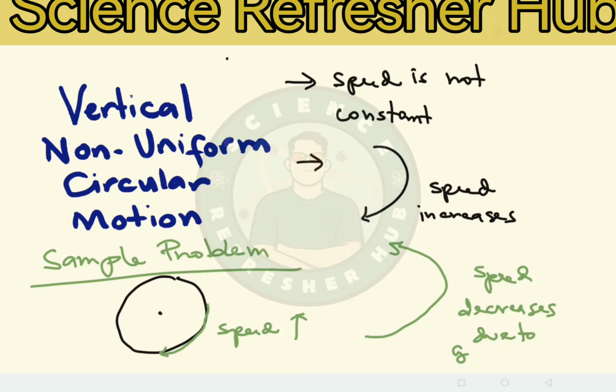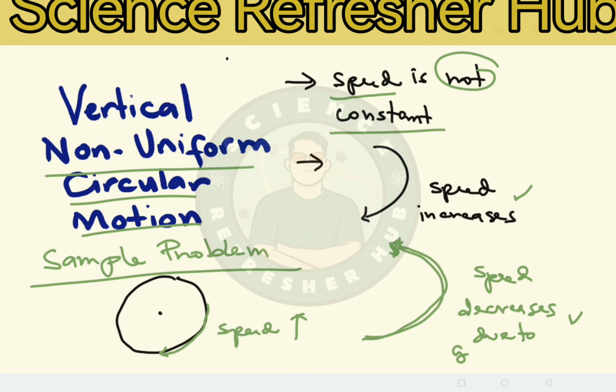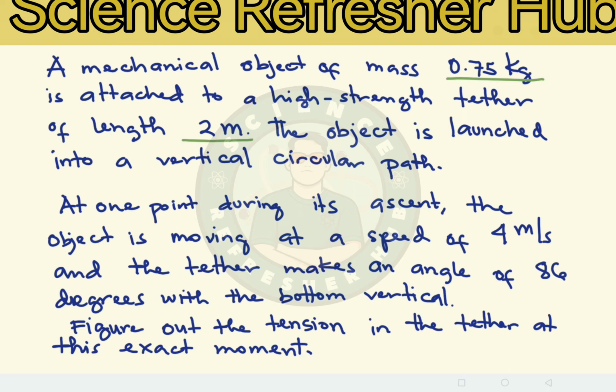Again, in our non-uniform circular motion, the speed is not constant. As it goes down, speed increases. As it goes up, speed decreases. A mechanical object of mass 0.75 kilogram is attached to a high-strength tether of length 2 meters. When you say tether, it could be a rope or a string. Again, stuff like that will act as our centripetal force, or will produce the centripetal force.